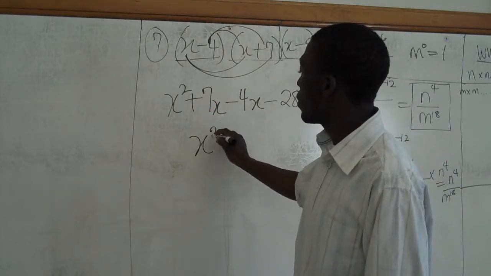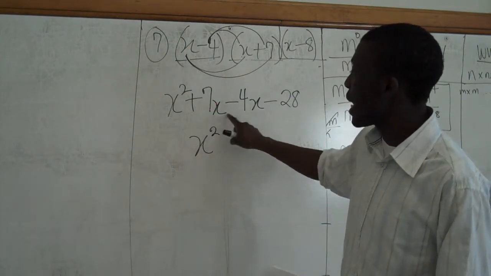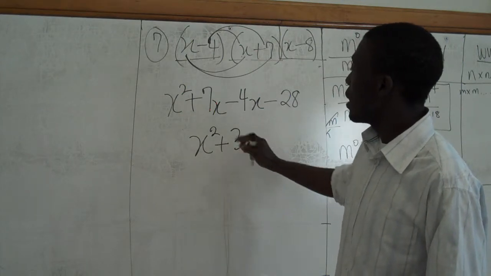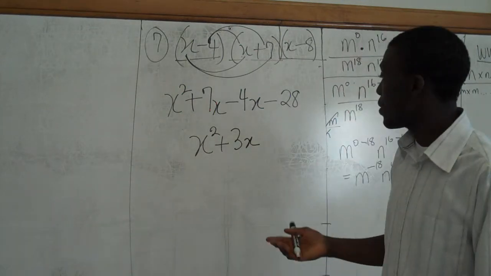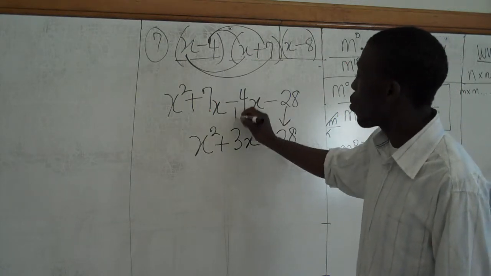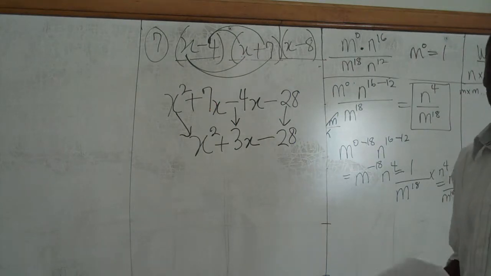X squared now remains. We're going to add like terms. So it's x squared, and then 7x minus 4x will give you plus 3x. 7 minus 4 is a positive answer. And then the minus 28 comes down. That's all that is required of you. You need to be able to know and account for every number and expression.